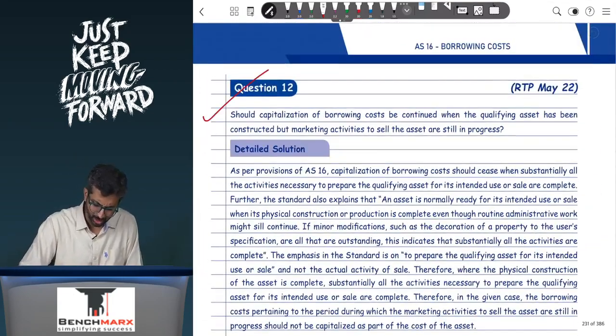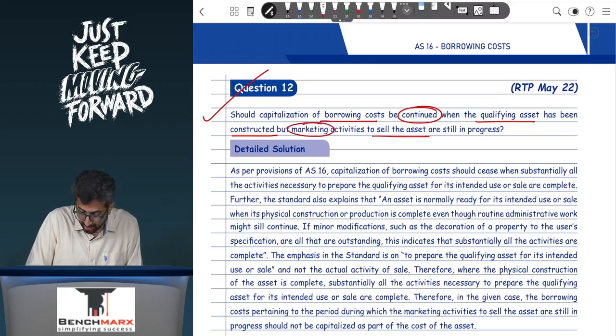Next we have question number 12. Should capitalization of borrowing costs be continued when the qualifying asset has been constructed, so it is done, but marketing activities to sell the asset are in progress? The answer is a clear no. The asset is ready for use.